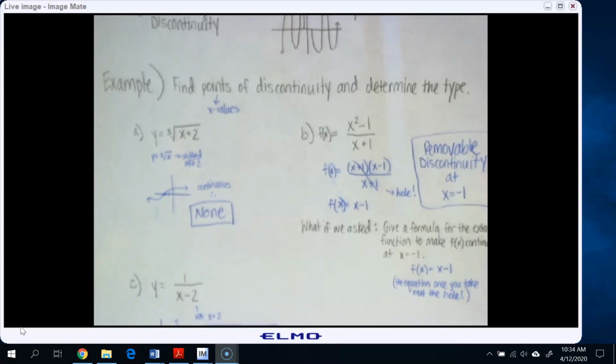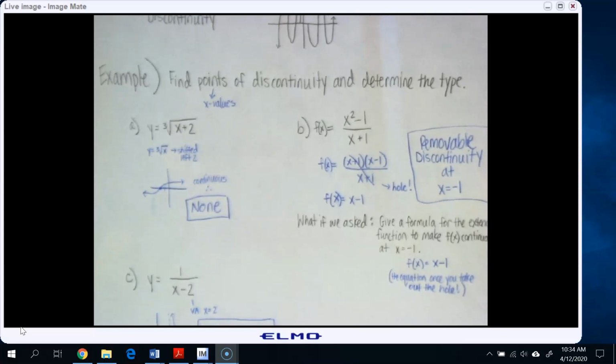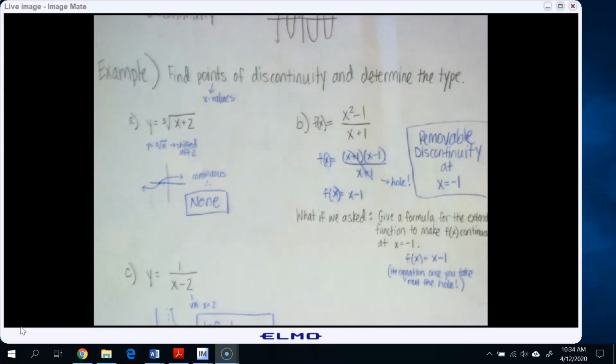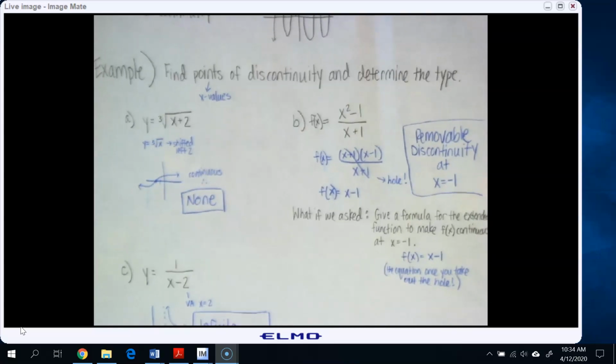All right, so in these examples, we find points of discontinuity. So find like the x values, right? It's not continuous at x equals blank, right? And then we determine what type of discontinuity it is. Is it removable, a jump, or an infinite? All right, so that's what all of these examples are showing.